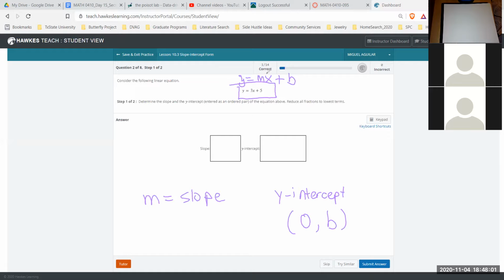3. Yeah, it's just 3. And can anybody tell me what the y-intercept should look like? 0, comma 5. Yeah, we'll throw that in parentheses, 0, comma 5. And again, we're just reading that right off of the equation.